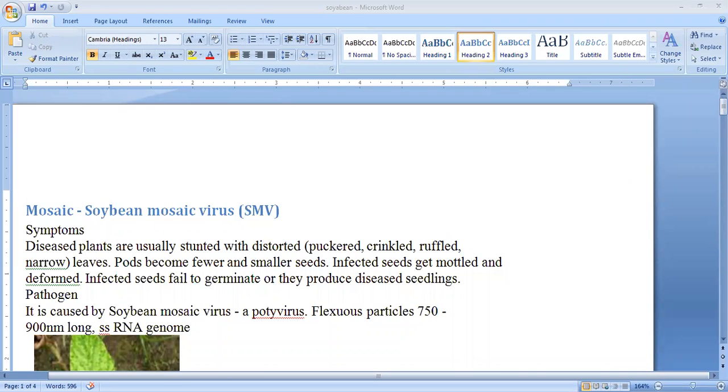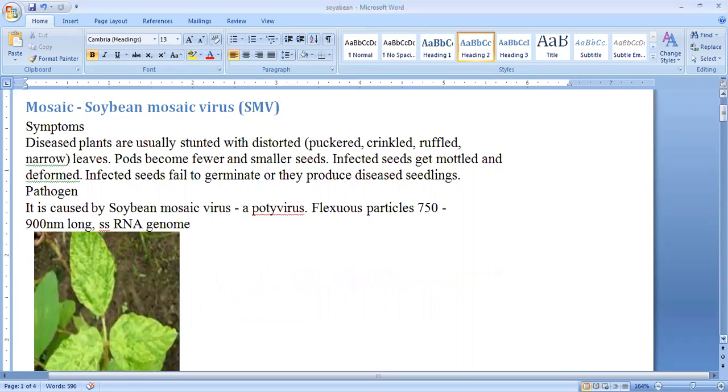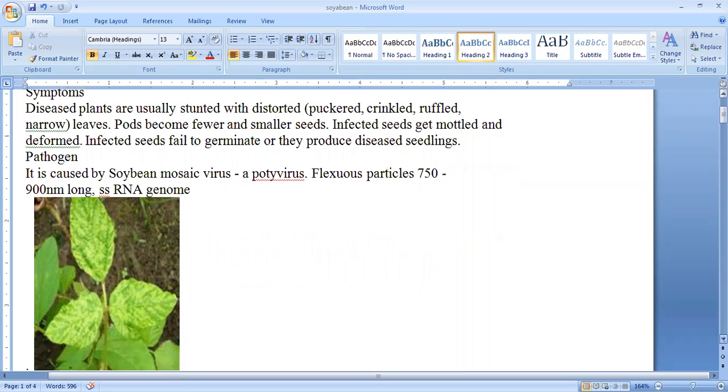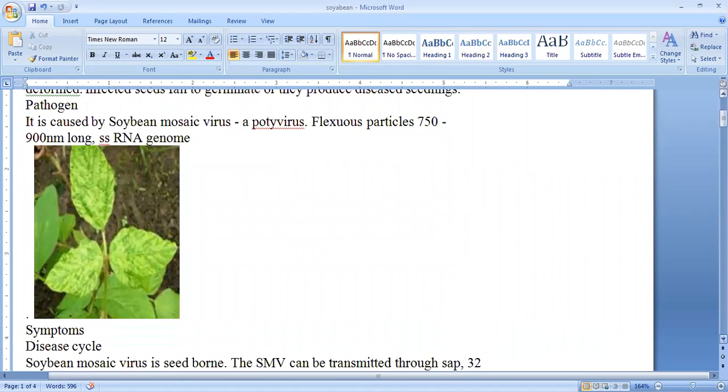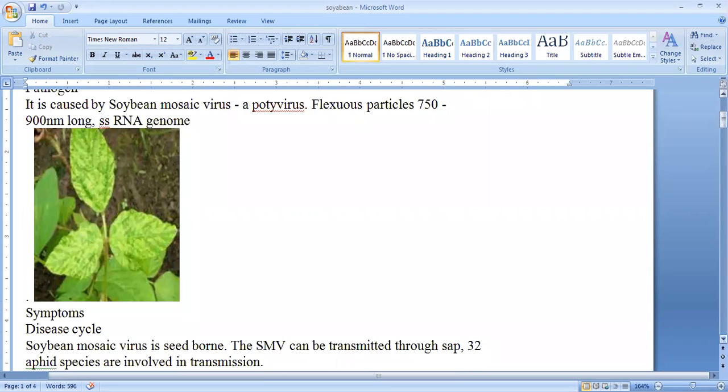The symptoms are that the diseased plants are usually stunted and distorted. That is, the leaf may pucker up, may get crinkled, or can be narrow or roughened up. That is, the smoothness of the leaf is not clear. The infected seeds fail to germinate or they produce diseased seedlings. And the pathogen of this mosaic disease is a virus.